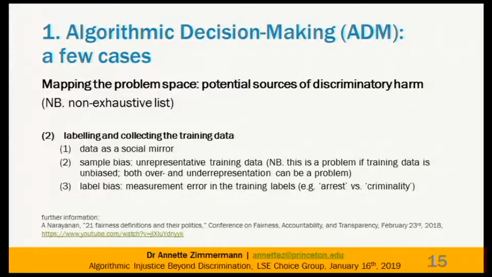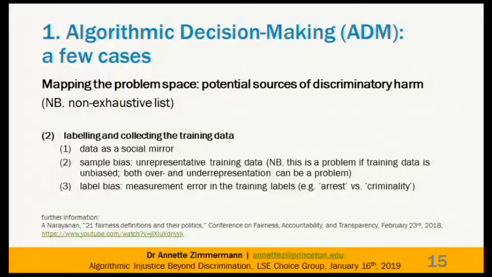The first one is just that data often acts as a social mirror, in the sense that, especially if you have a supervised learning environment where I have a really well-calibrated algorithm that faithfully reflects whatever status quo I have, it just kind of reproduces whatever correlations we already find in society. This will mean that the algorithm also reproduces correlations that you would find morally objectionable, but that unfortunately are there.